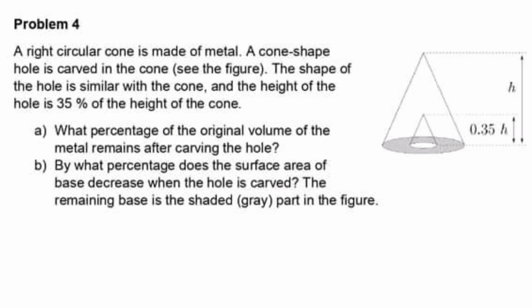You can see in the figure the height of the cone is given as h and the smaller one is given as 0.35h, which is 35% of the height of the cone. The first question asks what percentage of the original volume of the metal remains after carving the hole, and the second is by what percentage the surface area of the base decreases when the hole is carved? You can try this question and get the answer.